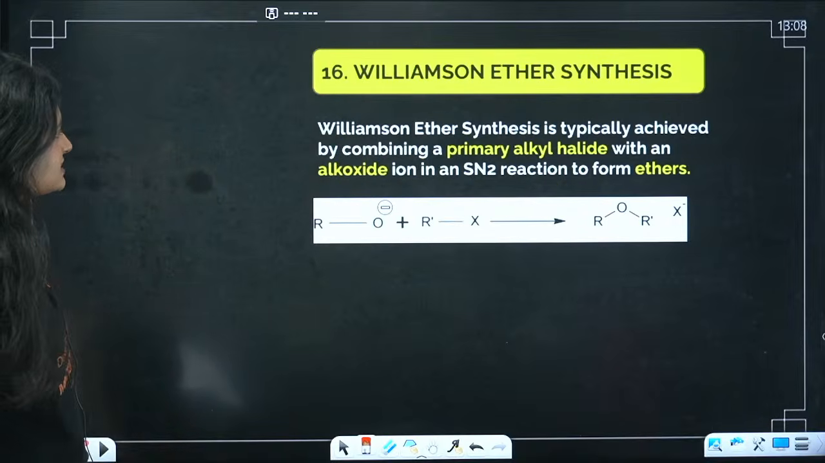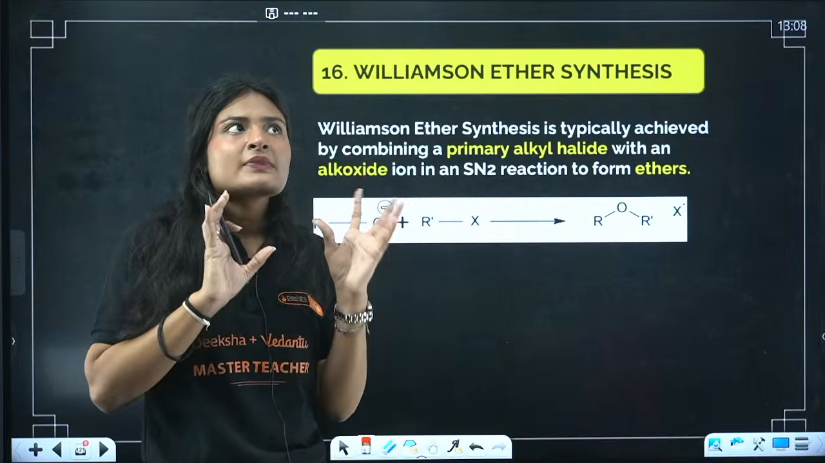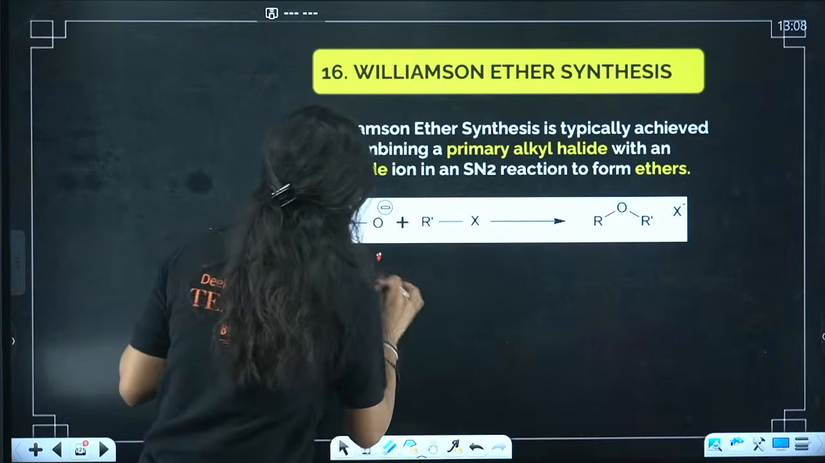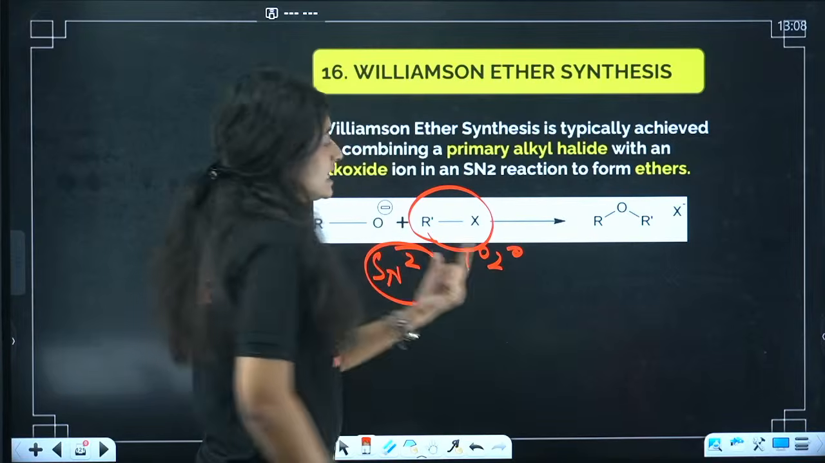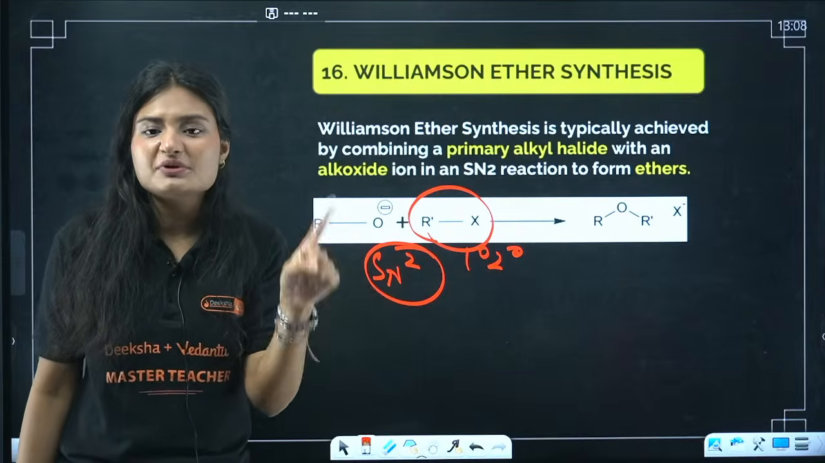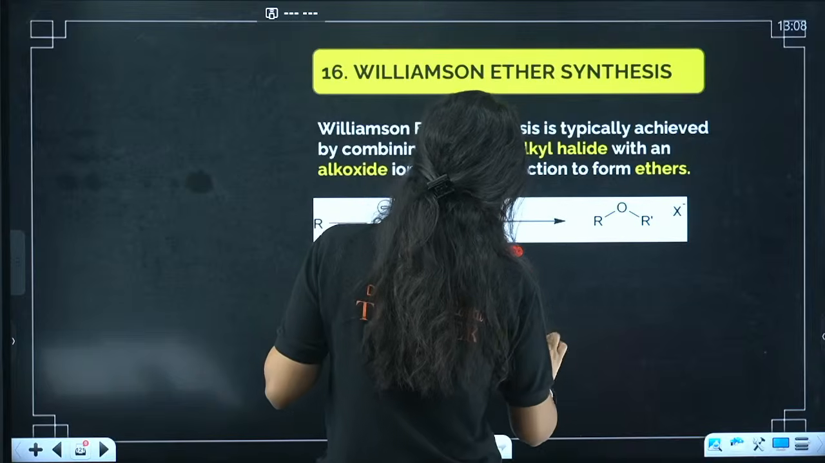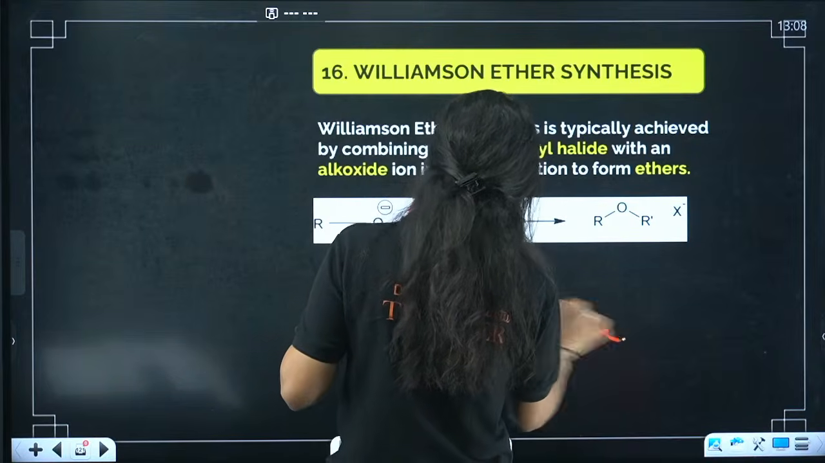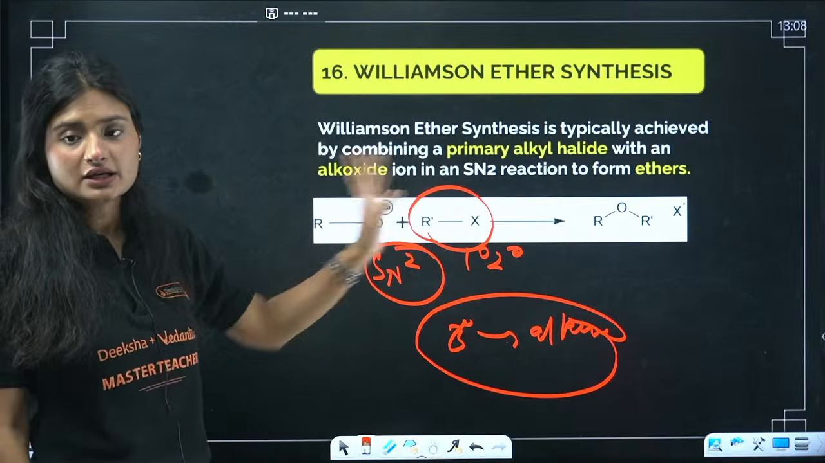Then we have Williamson ether synthesis. We synthesize ether from an alkoxide ion and an alkyl halide. Normally this reaction goes by the SN2 pathway, only when the alkyl halide is primary or secondary. If the alkyl halide is tertiary, a different reaction will happen: we will not get ether, we will get alkene. For primary and secondary, SN2 reaction, we get an ether, ROR.